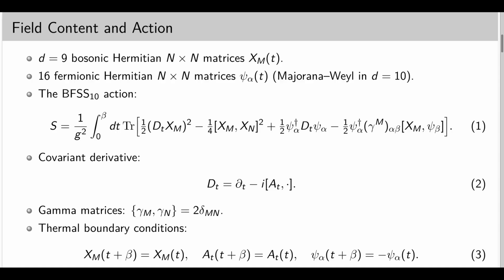The full action, shown in equation 1, has 4 parts: the kinetic term d sub t x sub m squared, the quartic commutator potential, the fermionic kinetic term, and the Yukawa coupling with gamma matrices. Equation 2 defines the covariant derivative d sub t, which appears in the kinetic term. Equation 3 gives the boundary conditions: bosons periodic, fermions antiperiodic.